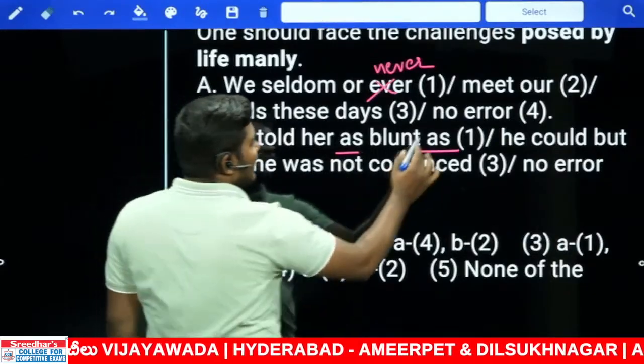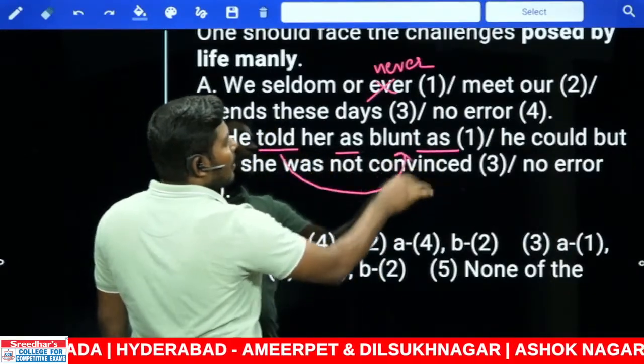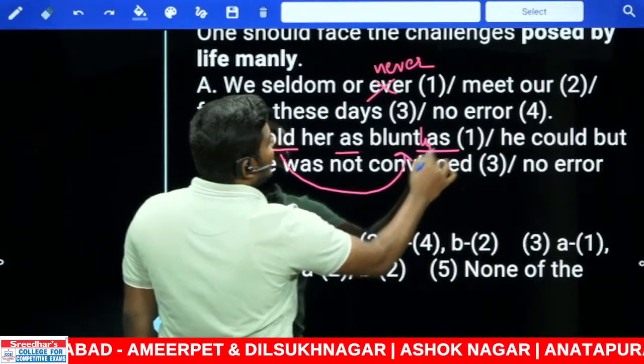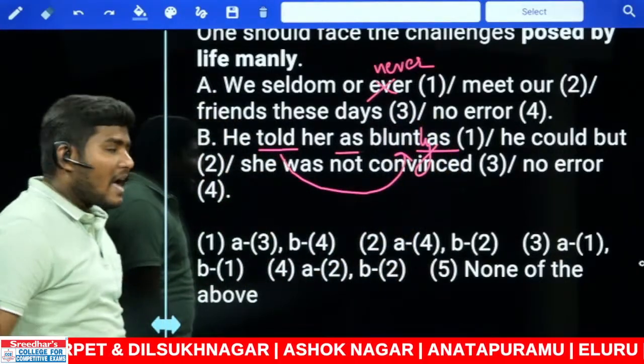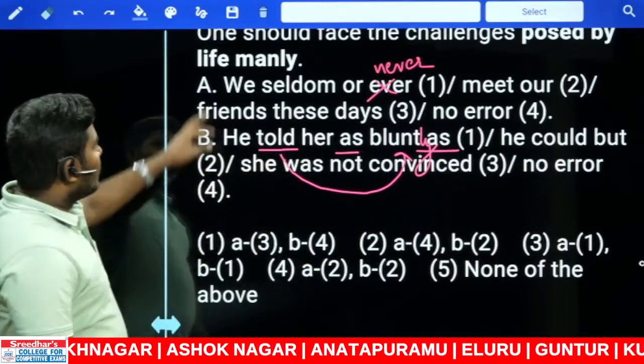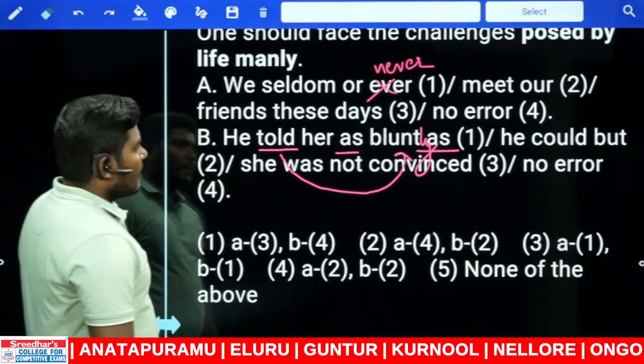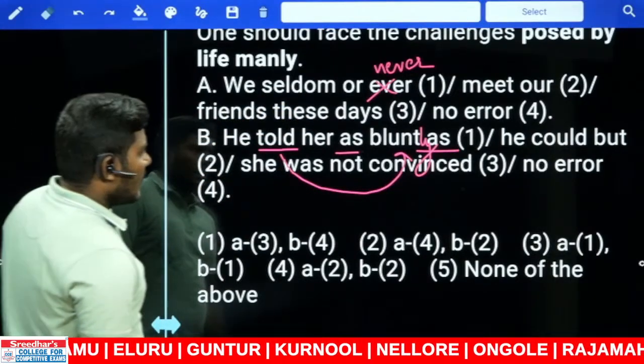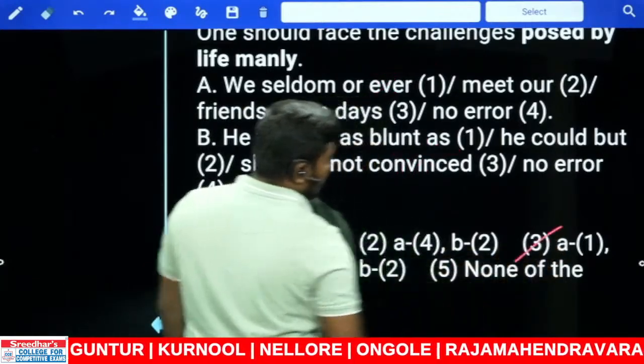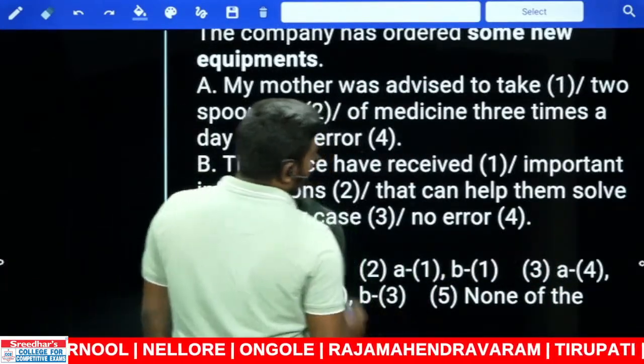It's not as blunt as. He told her, an adverb combination is needed, not blunt. That should be bluntly as. That is the adverb modifier. So A should be used with the first one, and B also should be used with the first one. Is that the first one? Yes. A1, B1, which is the option? Third one.